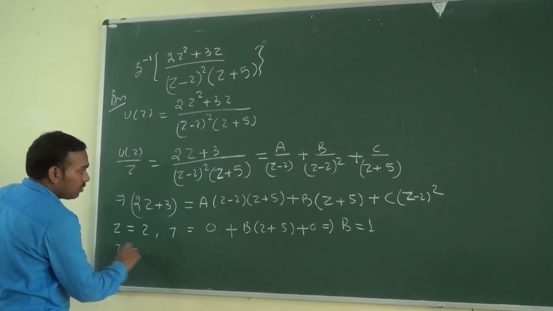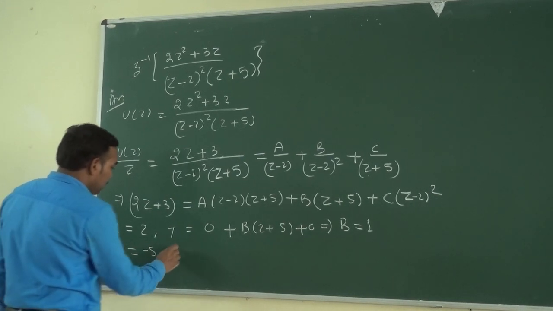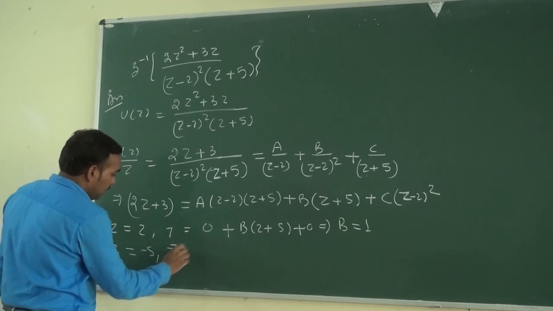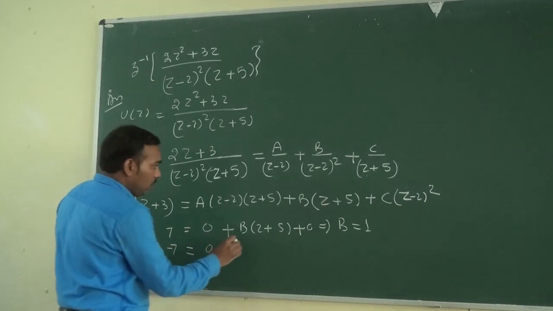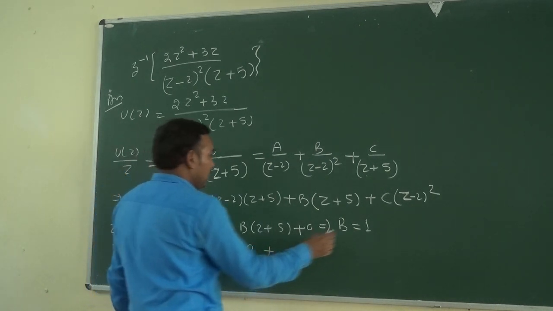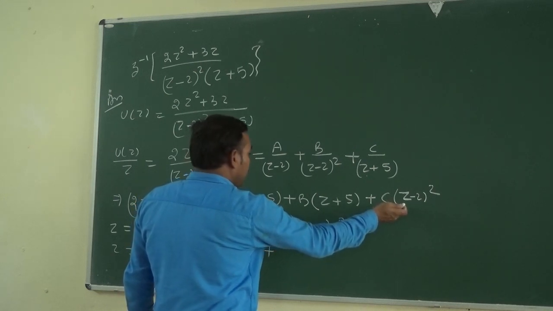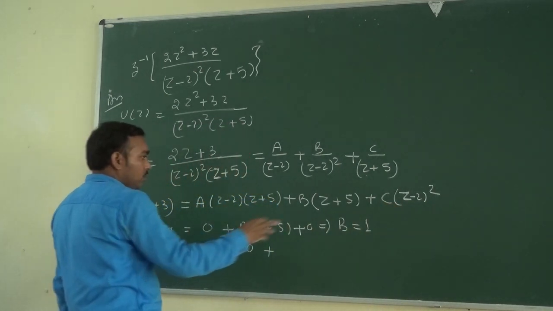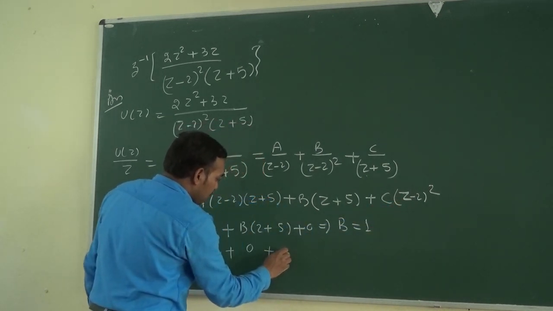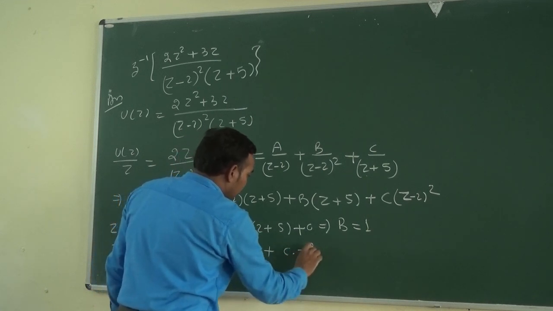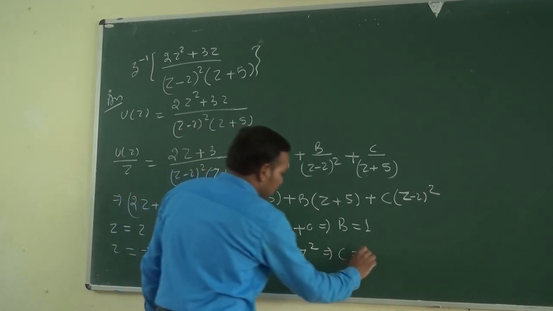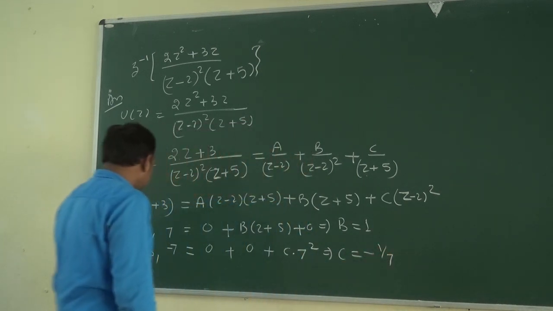Again, if you put z equal to -5, here -10 + 3 = -7 equal to 0 plus 0 plus C(-5 - 2)^2, so we can say C times 7 squared, and finally we get C equal to -1/7.